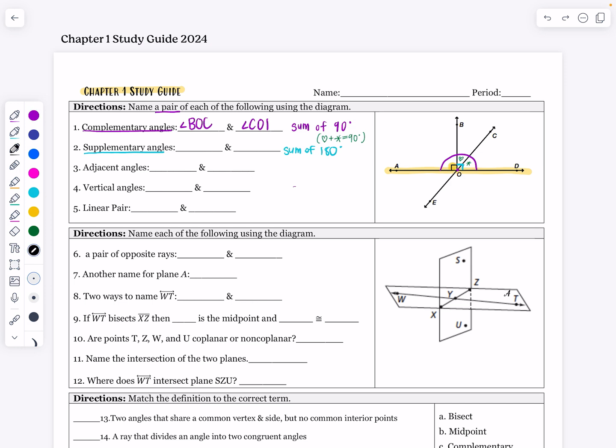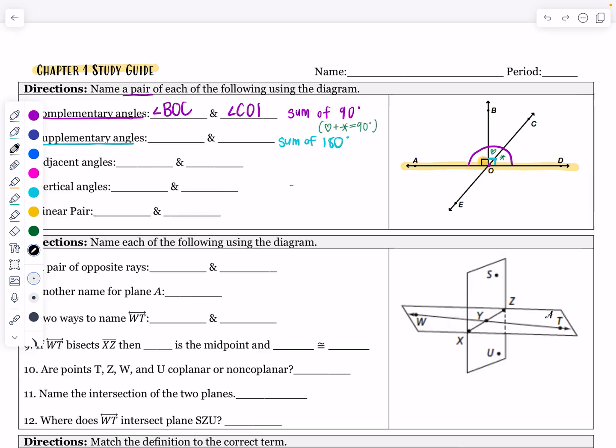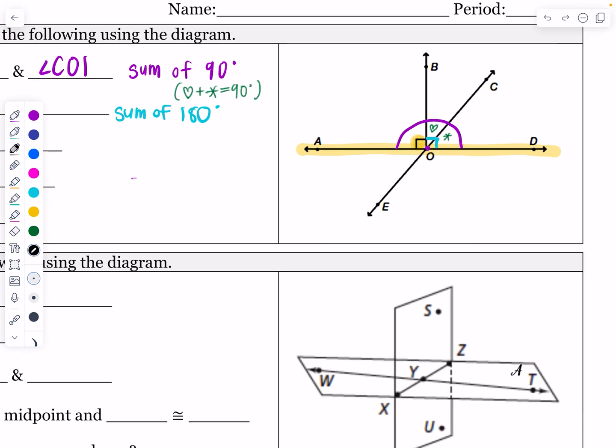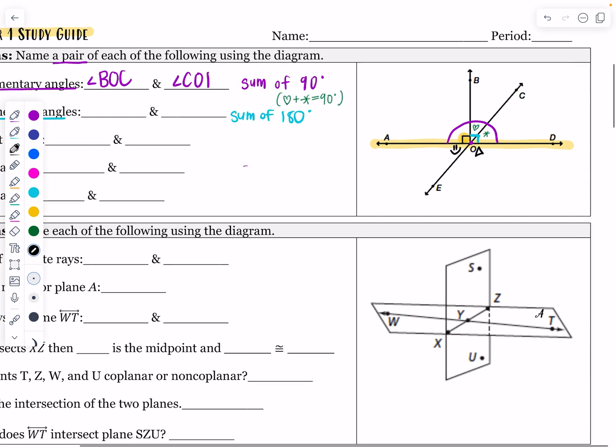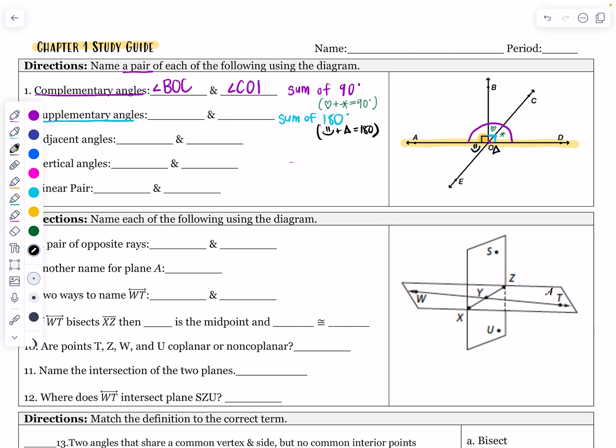So I'm going to put different symbols on those. I'm going to do a smiley face on this one, and I will do a triangle on this one. Okay, so which ones have a sum of 180? Smiley face plus triangle add up to 180. Whenever you add those up, that's 180 degrees. I could also do those two right angles if I wanted to, but I'm going to do the smiley face.